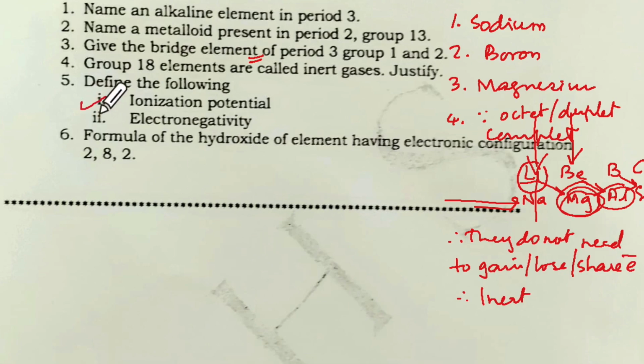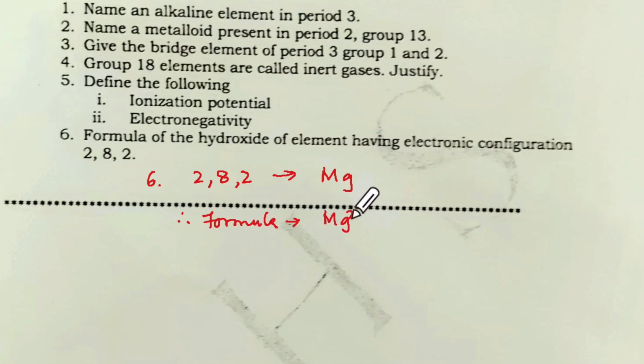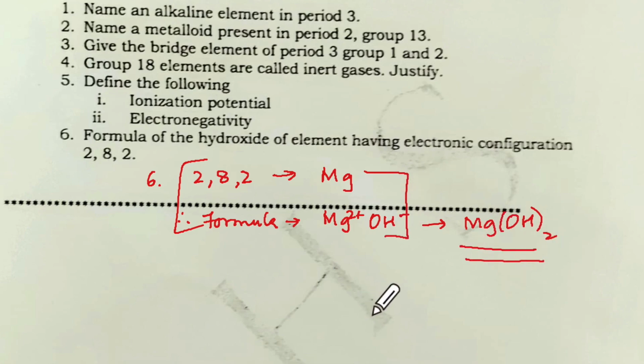Yes, ma'am. Define IP and electronegativity you can do on your own. Formula of the hydroxide of the element having electronic configuration 2, 8, 2. So 2, 8, 2 means it is Mg. Therefore, the required formula is going to be Mg 2 plus and OH 1 minus, which is going to give you Mg(OH)2. Even if you do this in your mind, that is fine. Even if you write only this, that is fine. So finally, the paper is finished.